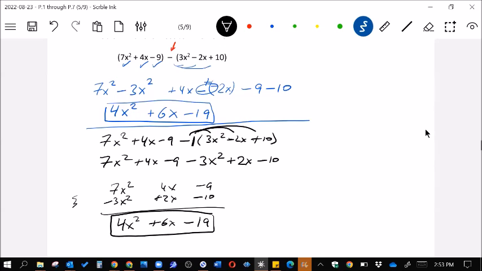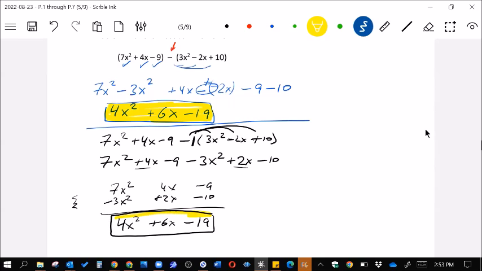I didn't have to do it this way either. That's just preference. I could have just simply in my head seen them or put them together in some way that works for me. Now in this case, we see that the answer is 4x squared plus 6x minus 19.